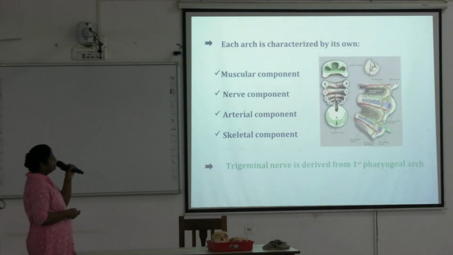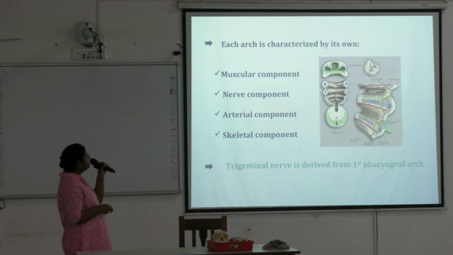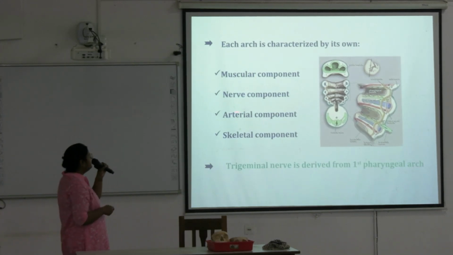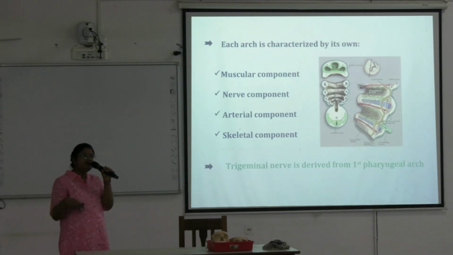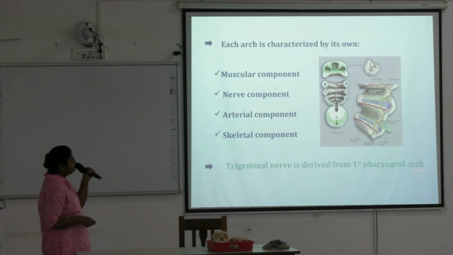See here, these are the cut sections of the arches. Each arch is characterized by a muscular component, nerve component, arterial component and skeletal component. The nerve of this component will supply the muscles developing from the same arch, and the artery will supply the nerve and the muscles developing from the same arch. There is also a skeletal component, that means bones and ligaments. And the trigeminal nerve is derived from the first pharyngeal arch.